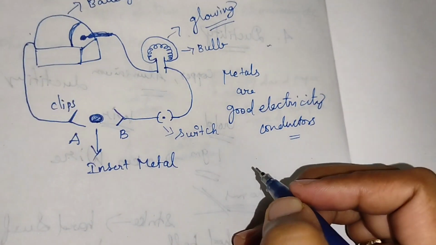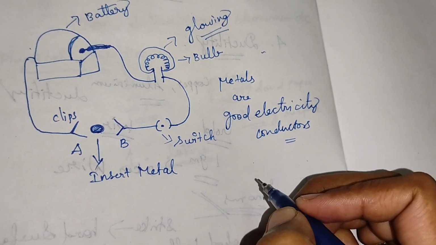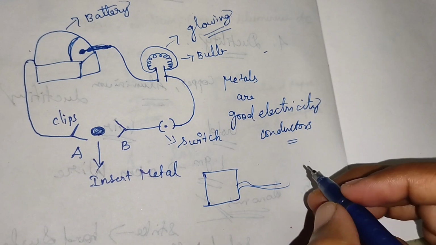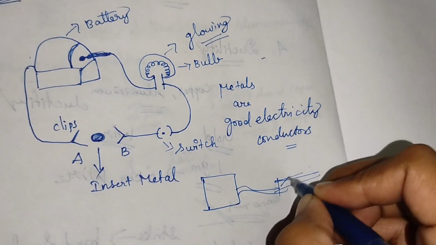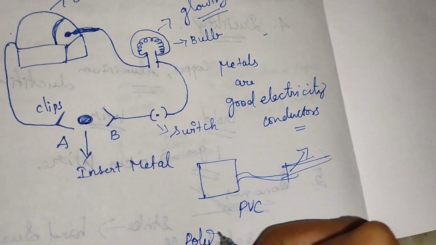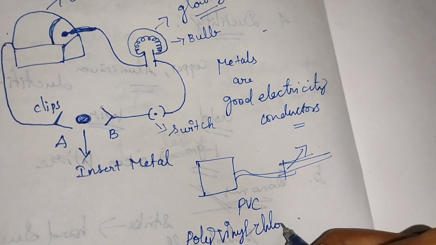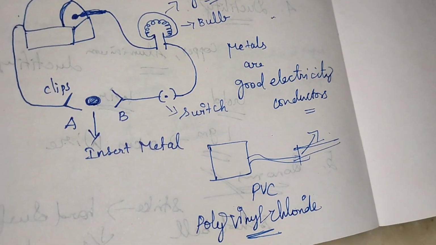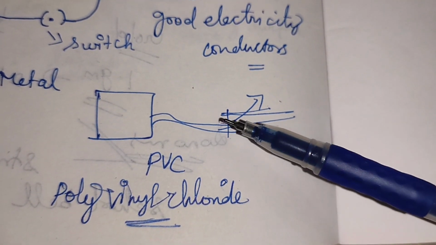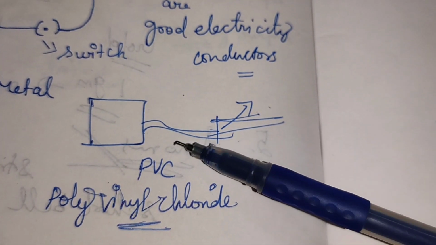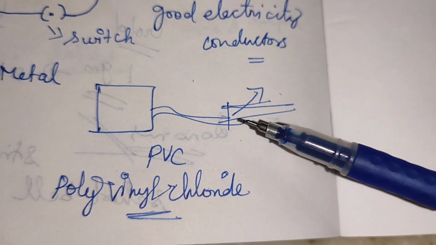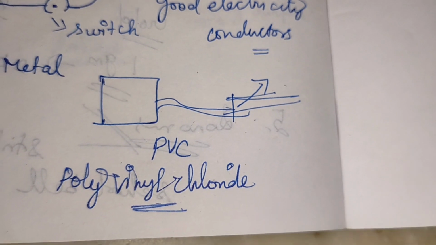At our home you can see the wires are covered with a rubber-like material, for example a TV wire or any wire. What is that material's name? Polyvinyl chloride, PVC. Why are wires covered with polyvinyl chloride? The metal inside is used for conducting electricity, and the wire may be copper or aluminium. Touching that wire is very dangerous, so it is covered by polyvinyl chloride, a rubber-like material.